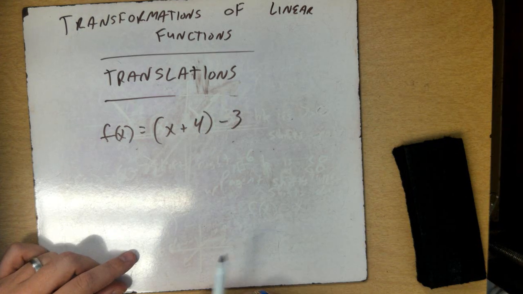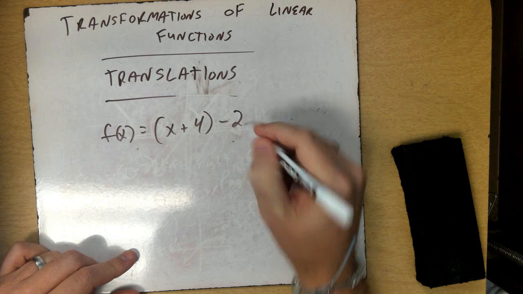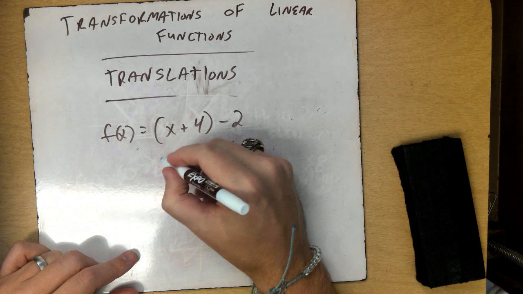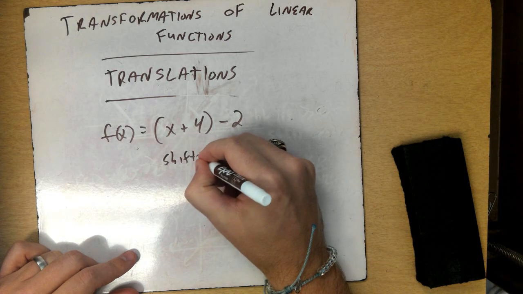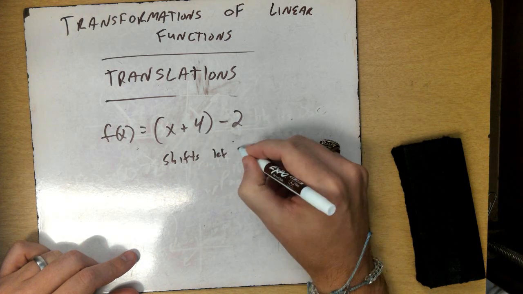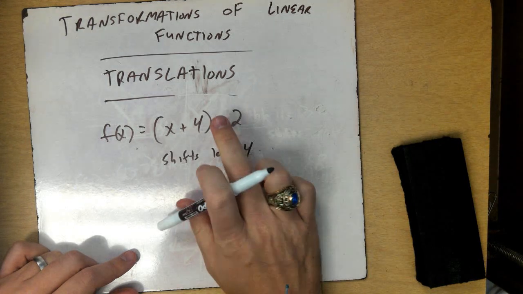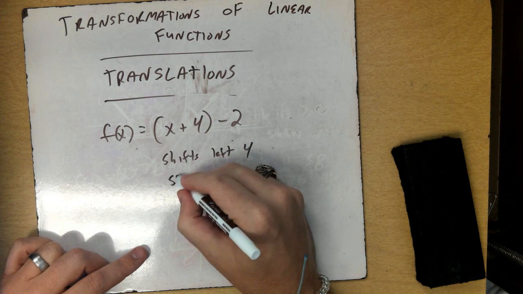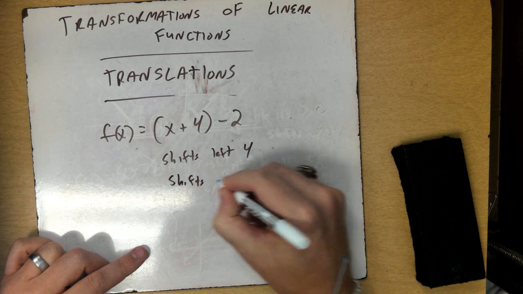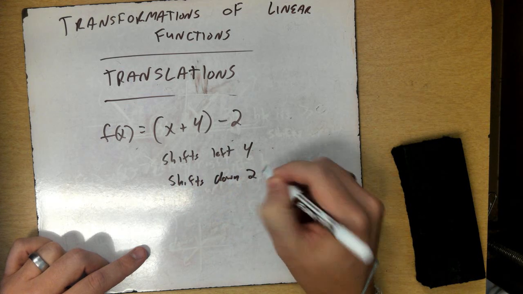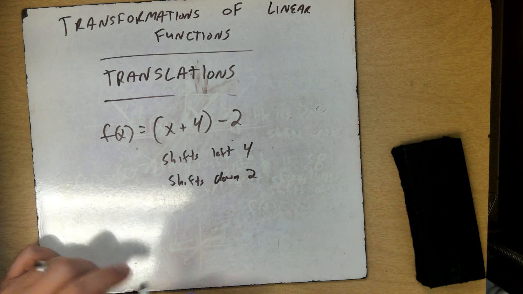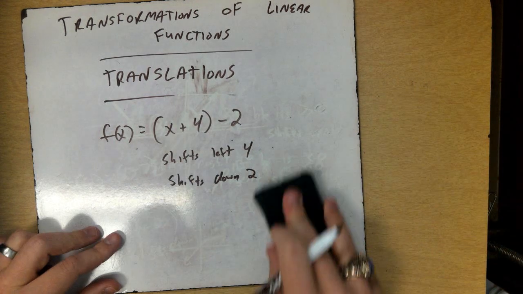Okay. So let's change this. Sorry. Alright, so now looking here, it's plus in the middle, right? So if it's plus, it's just left 4, right? And then a minus 2 outside parentheses, minus 2 shifts down, right? Shifts down 2. So left 4, down 2. Okay. So that's translations, alright?